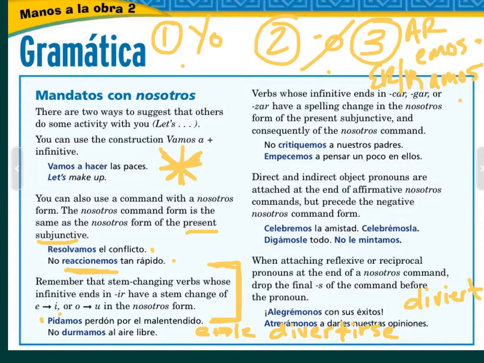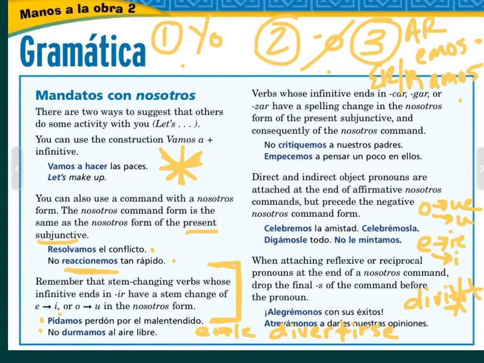but in the nosotros form we're not going to change it to the IE. We're just going to change it to I, which is kind of like what we did in preterite tense. I don't know if you remember that. But in nosotros form, our E to IEs just become E to I in nosotros form. Okay? And then our O to UEs in nosotros form become O to U.